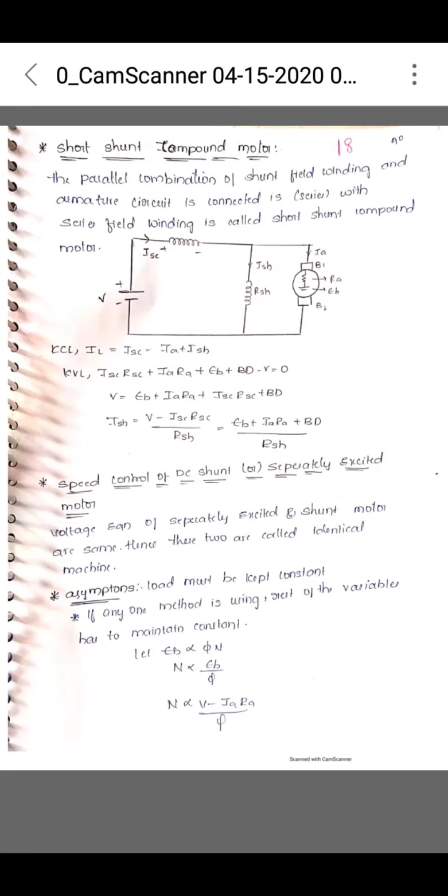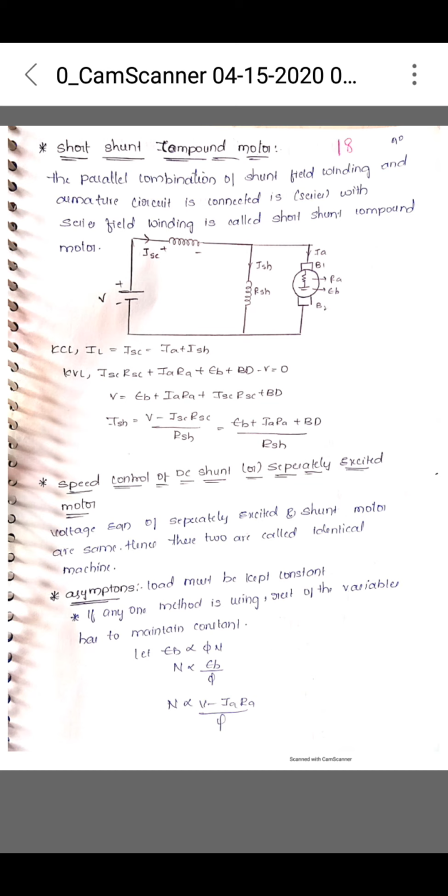So today's topic is speed control of DC shunt motor. Whatever control methods we apply for speed, the same methods are applicable for the separately excited motor also. Why? Because if you see the voltage equation of both motors, both are the same.